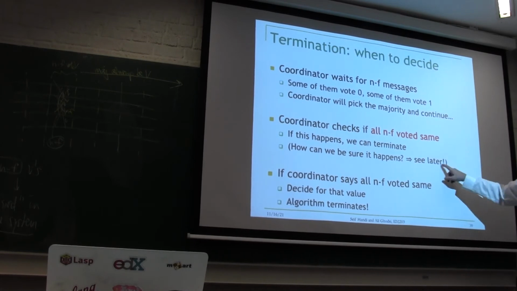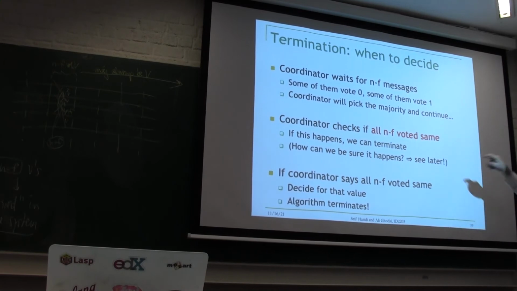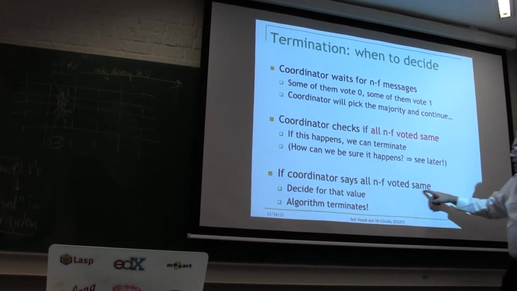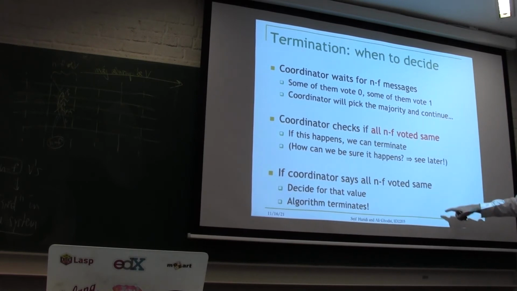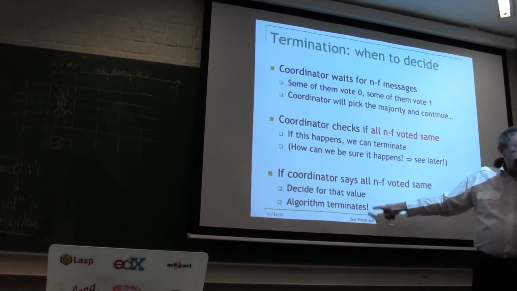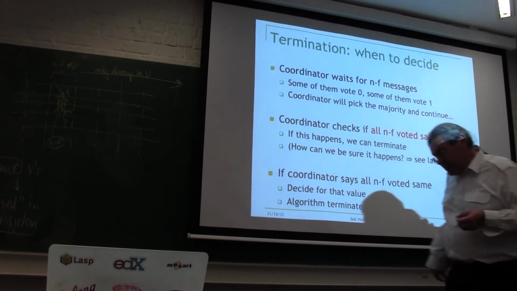And I'll show you, it's actually easy to show. It will happen because of that lemma. Okay? So if the coordinator sees that all the n minus f are voting the same, then that's the decision, and the algorithm can terminate. Okay? So that is it.